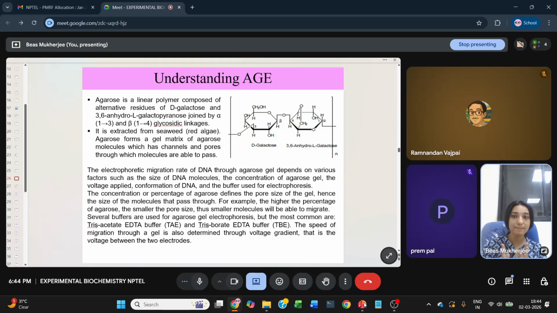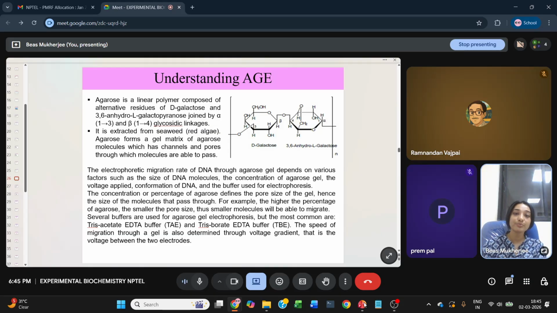Okay. Now, electrophoretic migration rate of DNA through the agarose gel depends upon various factors such as the size of the DNA molecules, the concentration of the agarose gel, the voltage applied, conformation of DNA, and the buffer used for electrophoresis. So even if there is something slightly wrong with the buffer, there will be a very drastic change in the gel. Okay, so we need to be careful about everything when it comes to electrophoresis.